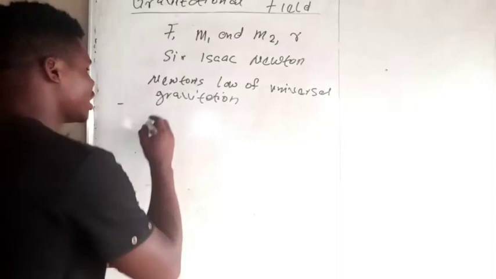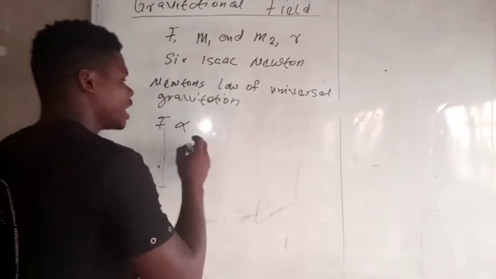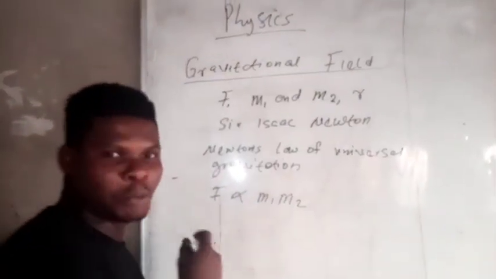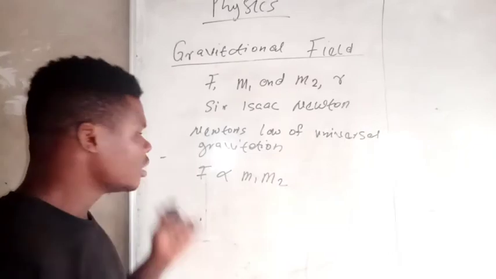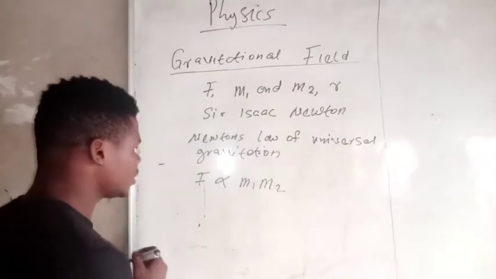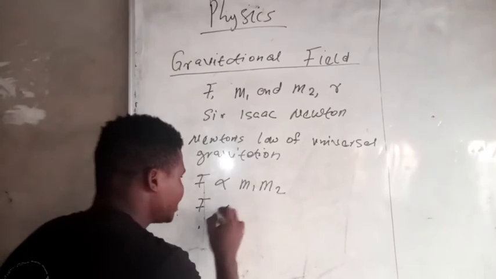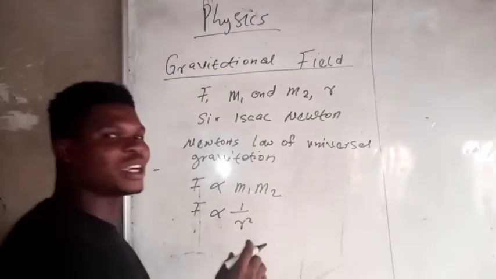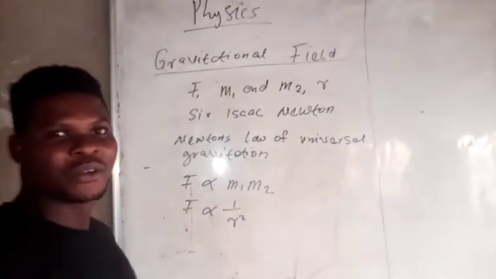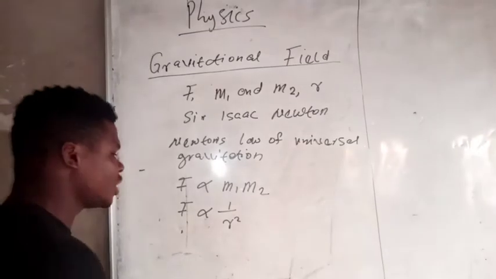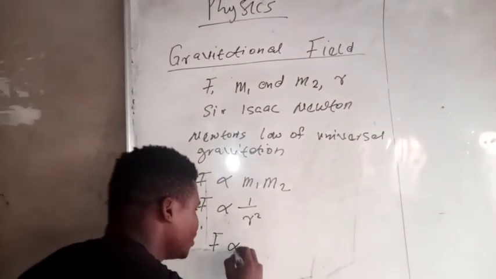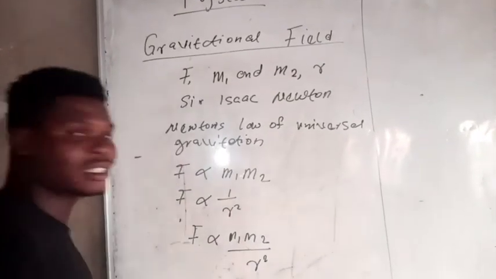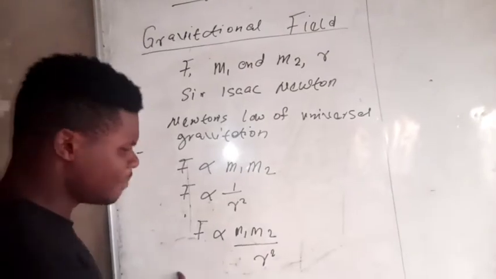Newton's first expression states that F is directly proportional to M1 M2, which is a direct proportion or a direct variation. The second statement of Newton says that F is inversely proportional to 1 over what? R squared. Now, this is a direct variation and this is an inverse variation. Combining both variations, we have a joint variation, which is given as F directly proportional to M1 M2 all over what? R squared. Now, this is just a mere expression.